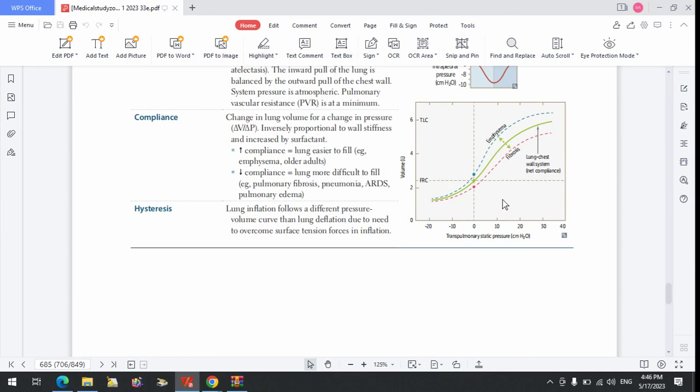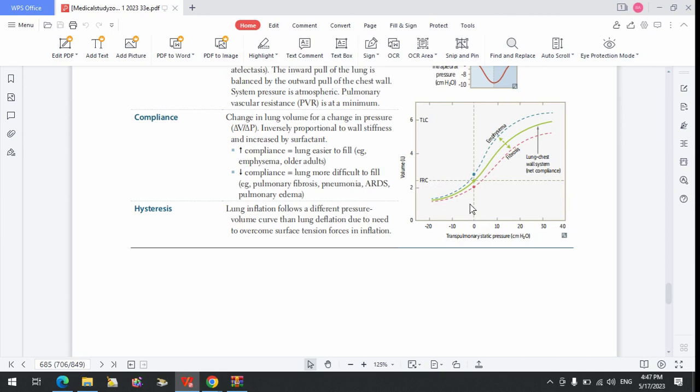Anybody? It should be shifting to the what? To the left. To the left. Thank you. How do we know this? Look at when the transpulmonary pressure is 0. Look at the volume in the red one. It is like 2. Look at the level in the normal one. It's like 2.5. Look at the volume in the emphysema. It is more than 2.5. So that means that the volume is highest when it's shifting to the left.